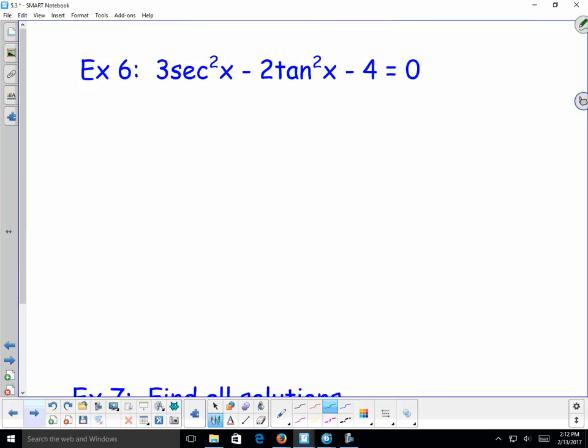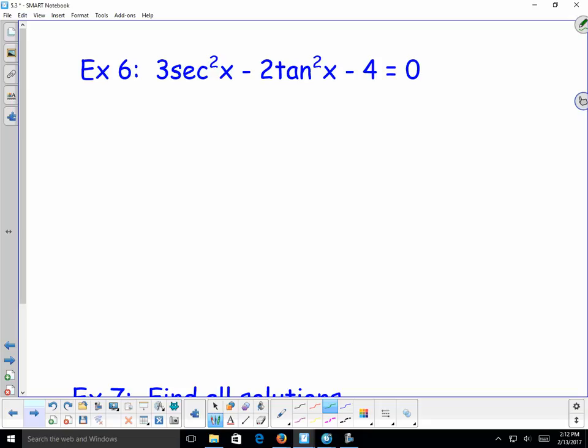For number 6, whoa, what happened here? Why is this one more difficult than the others? What's wrong? They broke it. There's two different trig identities, which I don't know if that means broke. Anyway, what are we going to do about that? Skip it? Identities, thank you. What identities could we use to help us out?